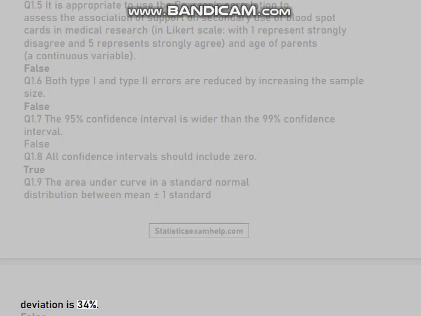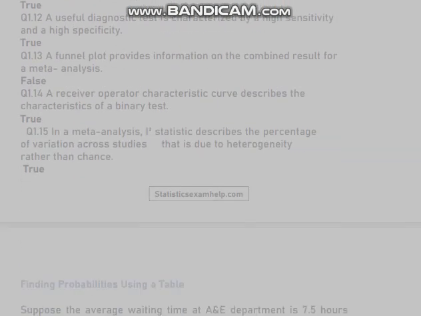deviation is 34%. False. Q1.10 A regression coefficient ranges from -1.0 to +1.0, with +1 indicating a perfect positive linear relation between two variables of interest. True. Q1.11 A useful diagnostic test should have a likelihood ratio close to 1.0 for both test positive and test negative. True. Q1.12 A useful diagnostic test is characterized by a high sensitivity and a high specificity.